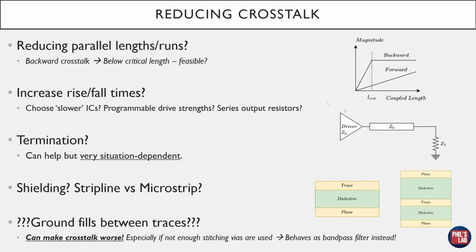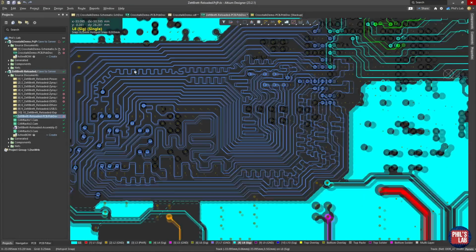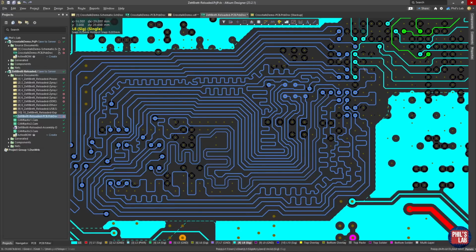As we saw before, on the right-hand side, we have this magnitude versus coupled length. We see that backward crosstalk dominates and dominates very quickly. So we don't have very much length before we've hit the maximum backward crosstalk anyway. So many times it's not feasible to minimize your maximum length because you've exceeded that critical length anyway. Oftentimes we have to route traces parallel to each other. Again, referring to this address, command and control signal part of the DDR3 memory bus, there isn't much other way of doing this, and we do have these rather long parallel runs.